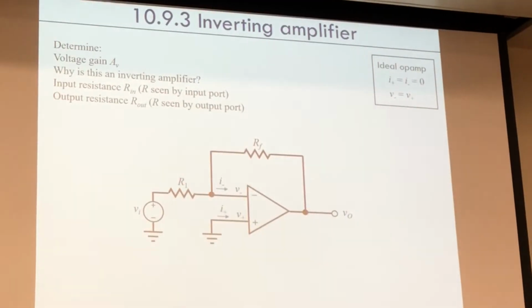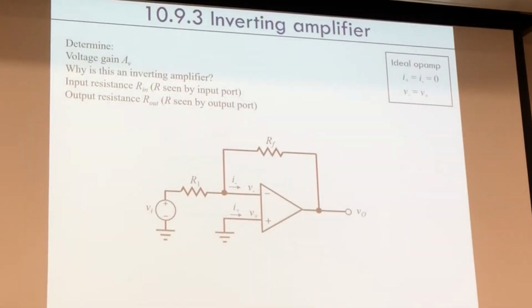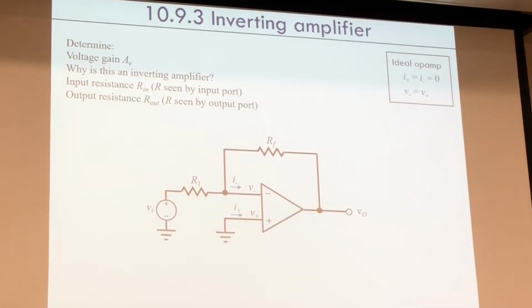Questions? Yeah. So would Rn just be R1 and R out would just be pretty much 0? Same as the last ones? Yeah. That's great.